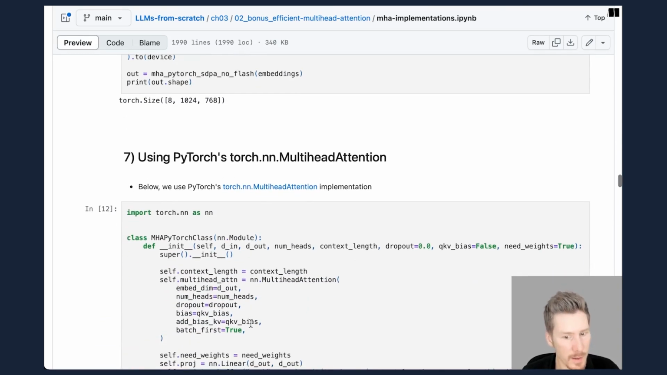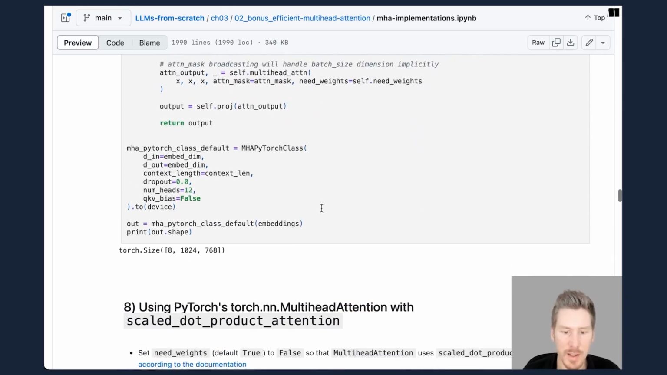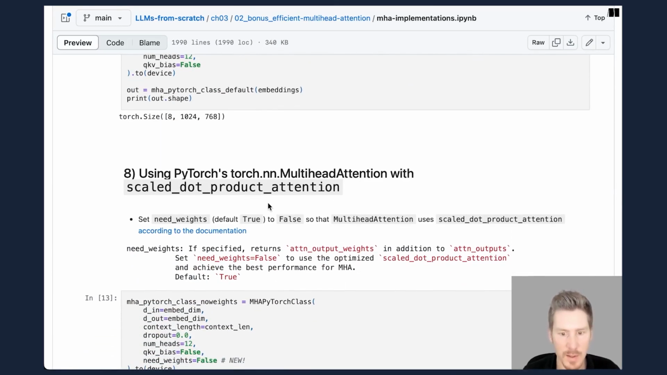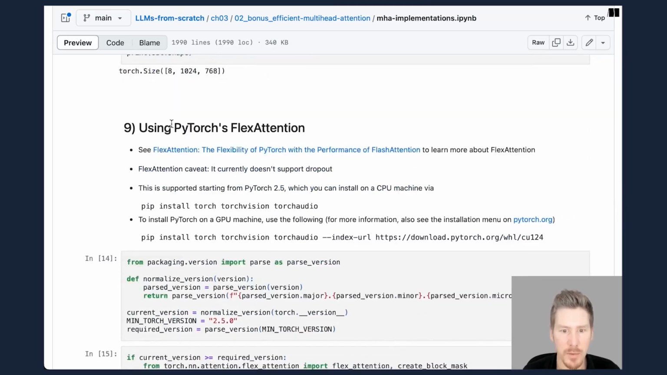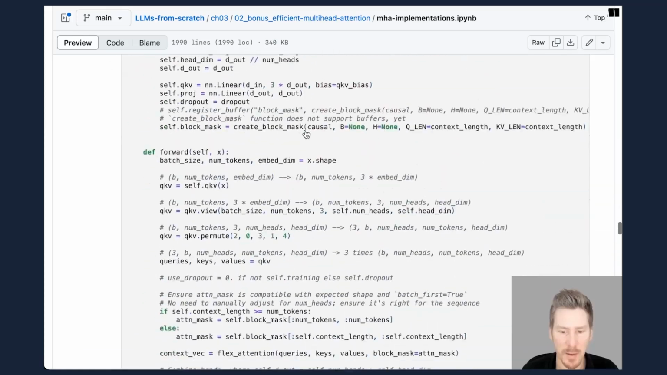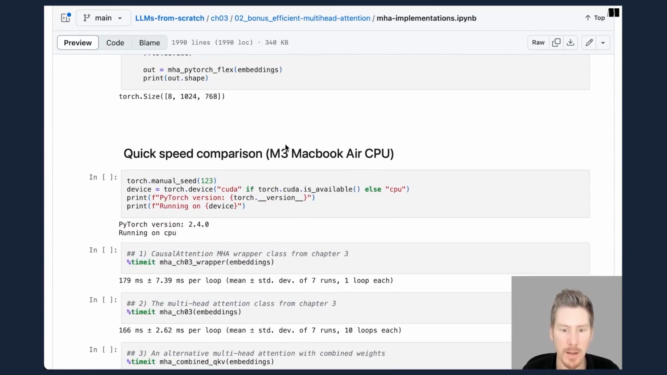There is another way to implement this. It's a class in PyTorch, the multi-head attention class. I don't want to go into too much detail here because it might be boring by now. Yet another implementation, and there's also PyTorch's new flex attention. So you've seen there are 9 different ways of implementing the self-attention mechanism in PyTorch. They should all be mathematically equivalent. And then I benchmarked them.